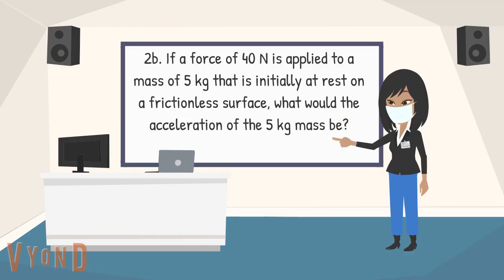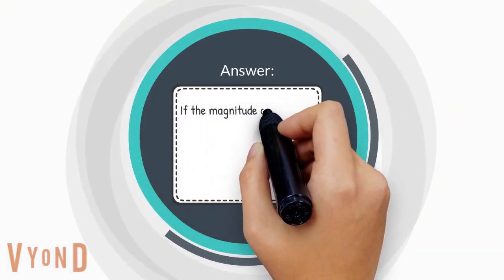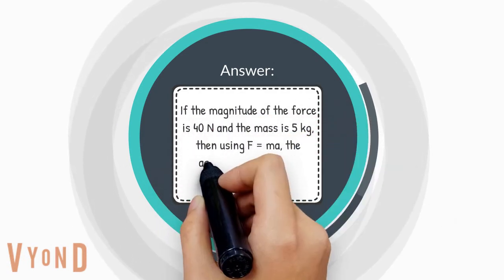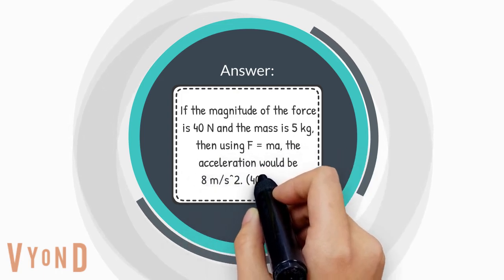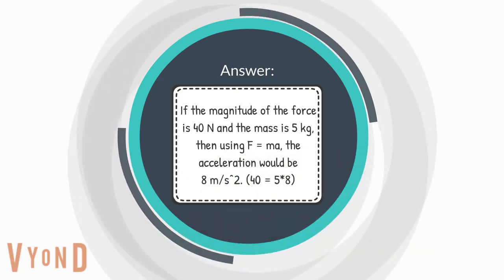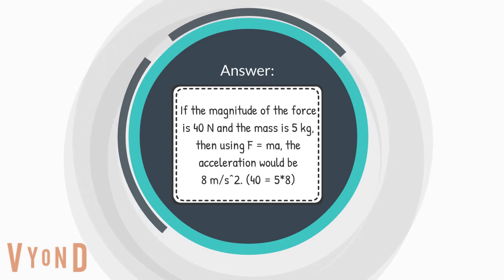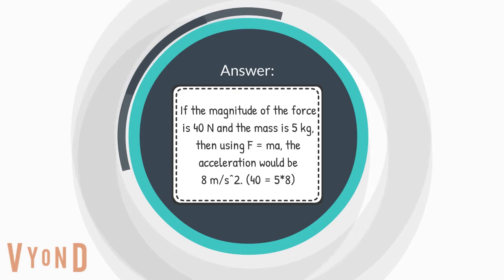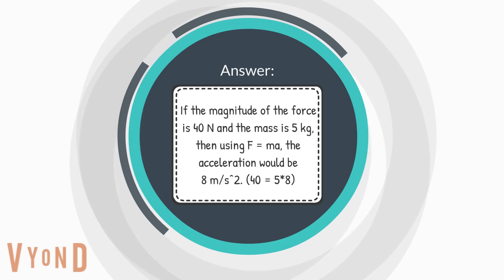If a force of 40 newtons is applied to a mass of 5 kilograms that is initially at rest on a frictionless surface, what would the acceleration of the 5 kilogram mass be? The force will equal the mass times the acceleration. So if the mass is 5, what times 5 will give you 40? Well, that's going to be 8. Okay, so since 40 is equal to 5 times 8, the acceleration is going to be 8 meters per second squared.